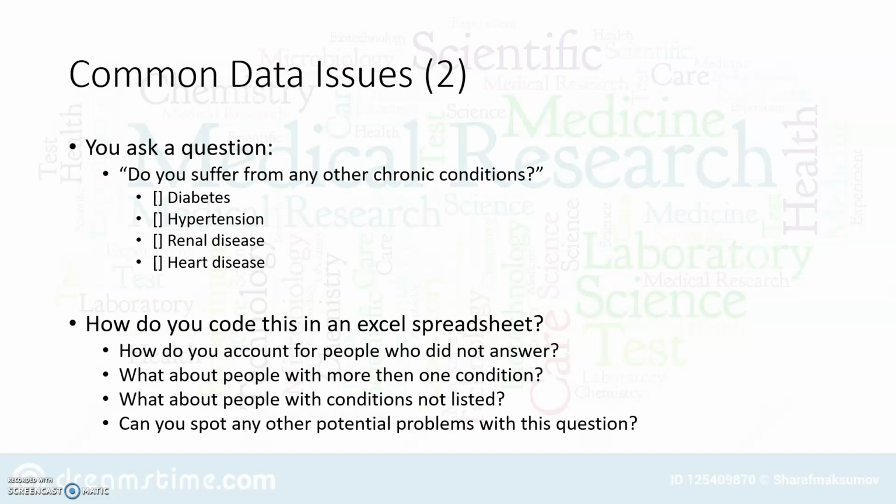What about this one? Do you suffer from any of the other chronic illnesses? And you give choices here. So the thing is, look at this one. These are not mutually exclusive. Therefore, you can't use one column on an Excel spreadsheet to record all of this. You're going to have a column for each of these choices. Diabetes, yes, no. Hypertension, yes, no. Renal disease, yes, no. Heart disease, yes, no. What about if they had other conditions? Then you need a column to say other, yes, no, and then maybe some free text for them to tell you what they had.